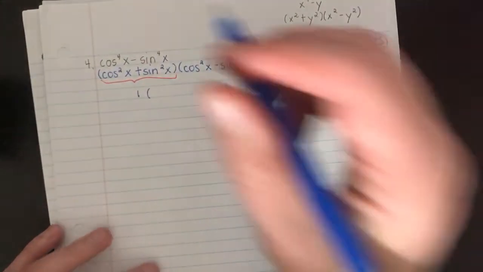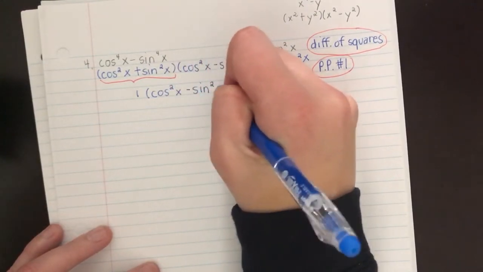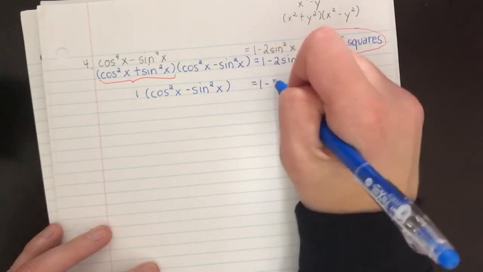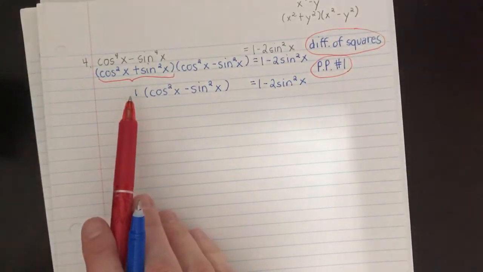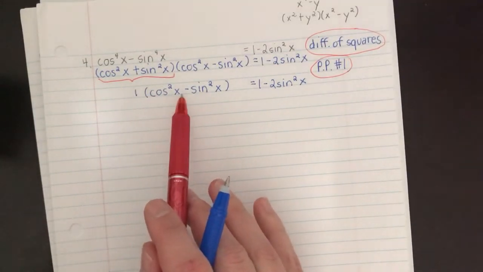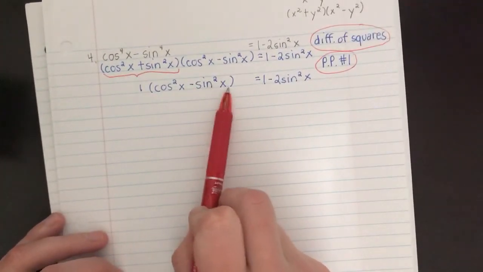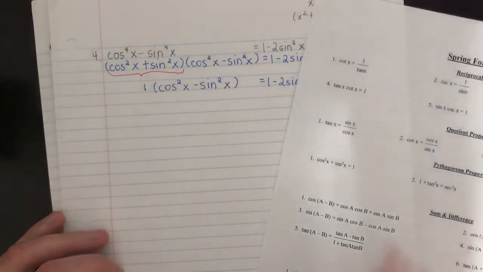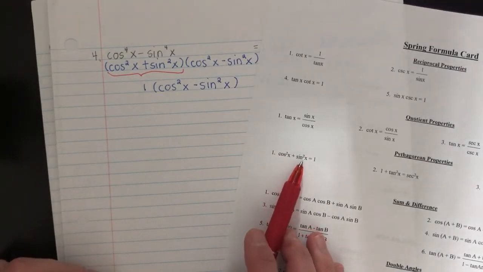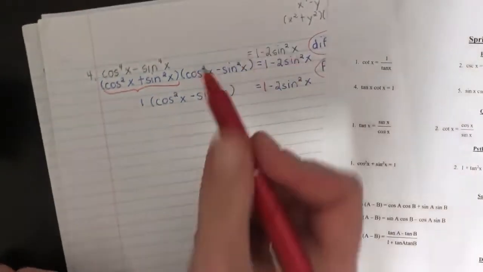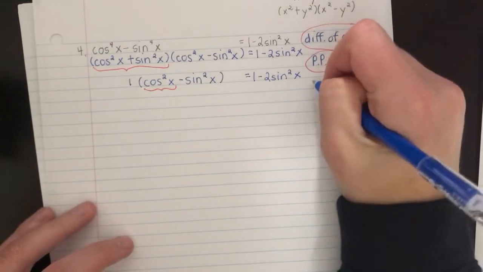So this is like 1 times cosine squared x minus sine squared x, which should equal 1 minus 2 sine squared x. So of course 1 times this is just this. And then what I noticed, because I want 2 sine squared x's, is I'm thinking, well, if I manipulate this to just be cosine squared x equals, then it'd be 1 minus sine squared x.